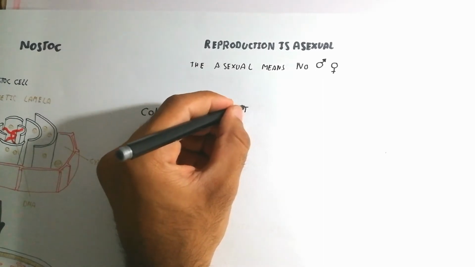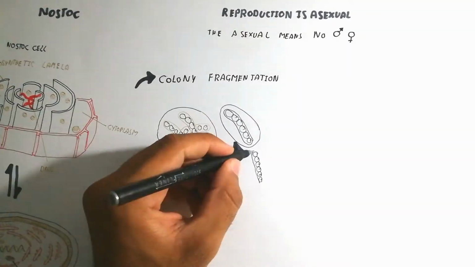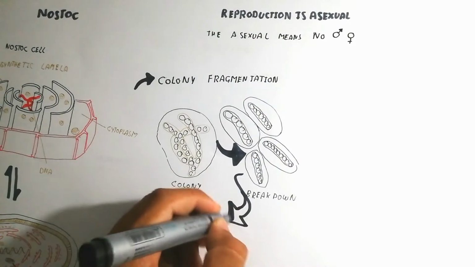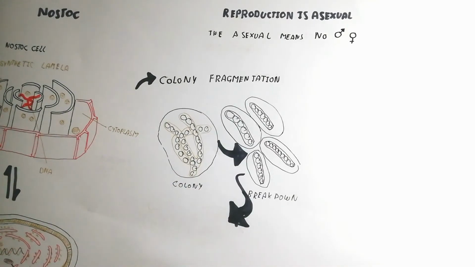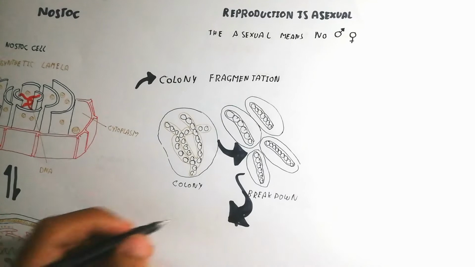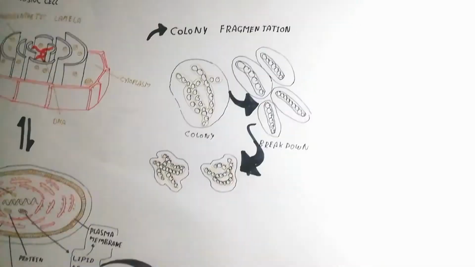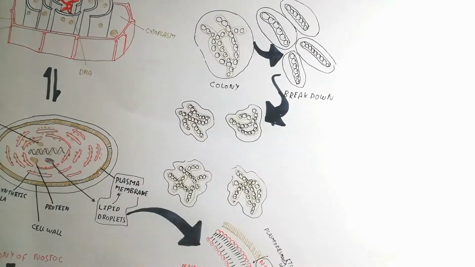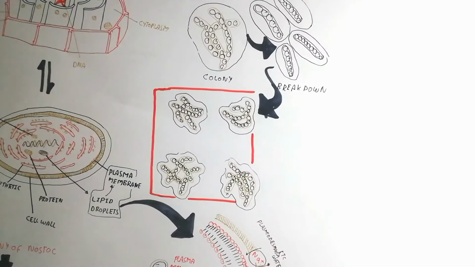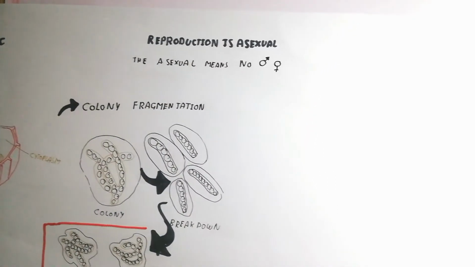So now we will talk about colony fragmentation, remember that. Here is the colony, and with colony detachment, the fragmentation will occur, and the colony breaks down to produce, for example, 4 colonies. So here the 4 colonies will be produced, and that is known as colony fragmentation. So that is all about reproduction.